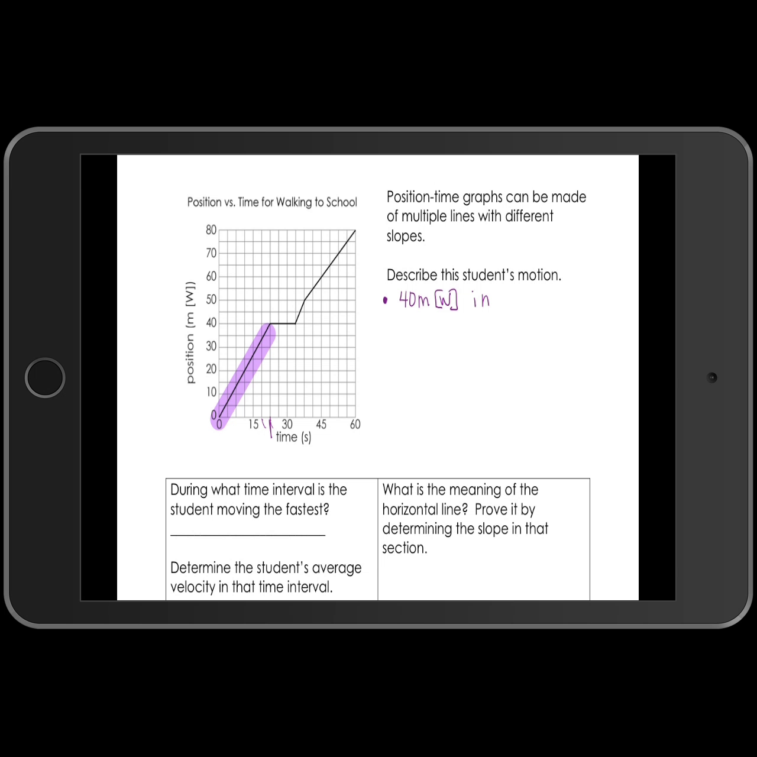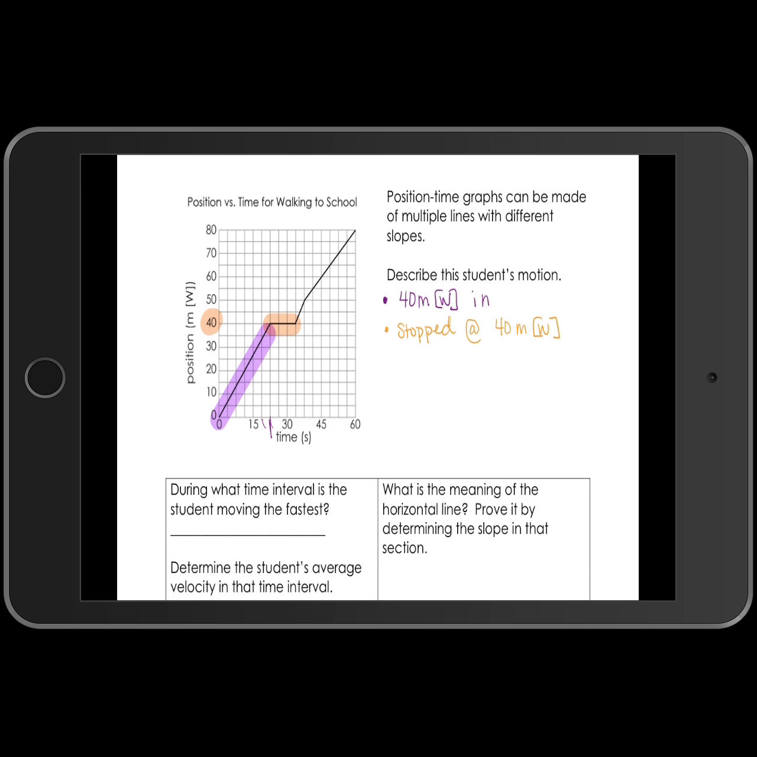They travel 40 meters, and then here, we have a flat line. So from this time to this time, the person is staying at the position of 40 meters west. Okay, so they are basically stopped. They're stopped at 40 meters west.